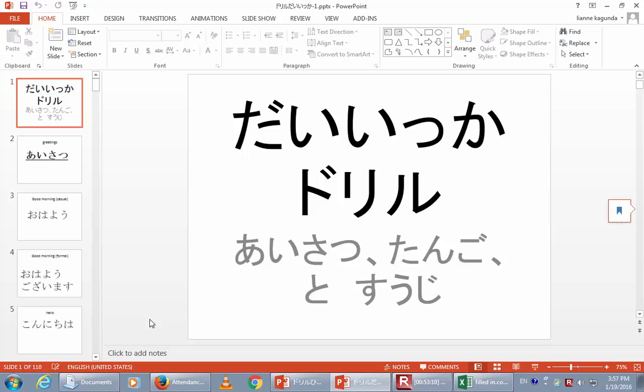Bango are numbers in the sense of like a house number or a telephone number. Okay, so suji are mathematical numbers, but bango is like a string of numbers that has a meaning such as a phone number. And we had the word phone before. Does anyone remember? Denwa. So denwa bango is literally telephone number. So now you can ask somebody, denwa bango wa nan desu ka? What's your phone number? Okay, so bango. You didn't know you were going to learn Japanese pickup lines, did you?